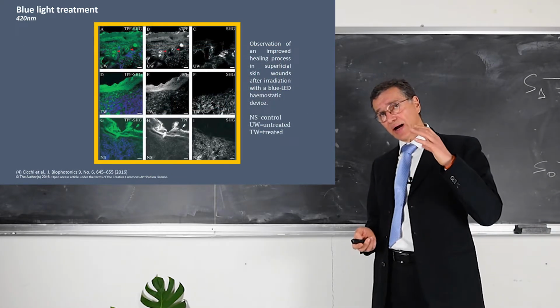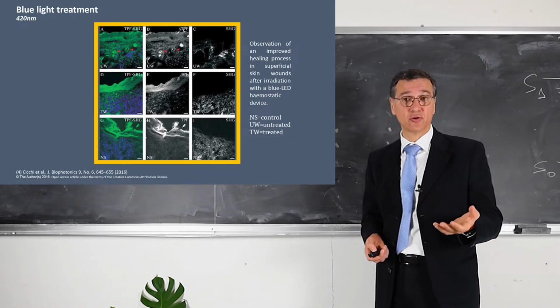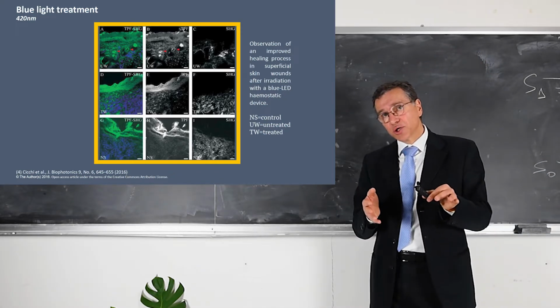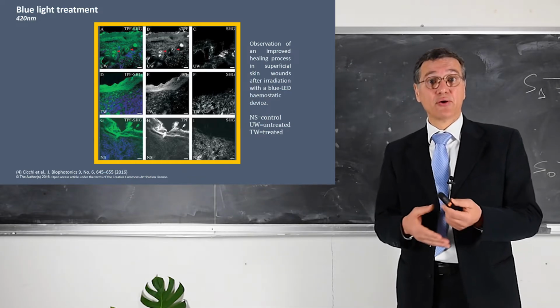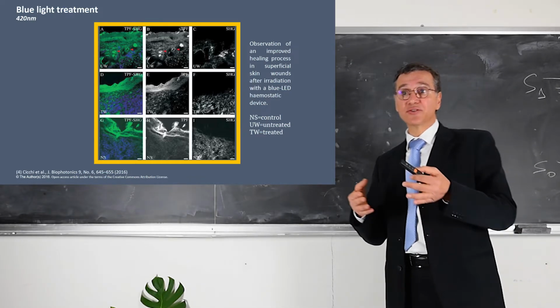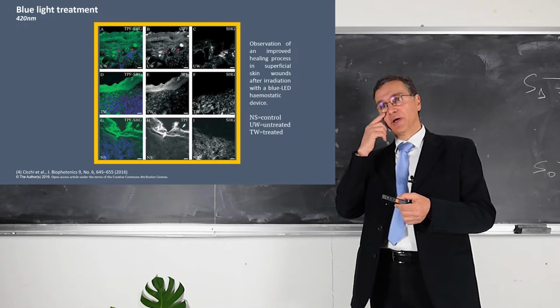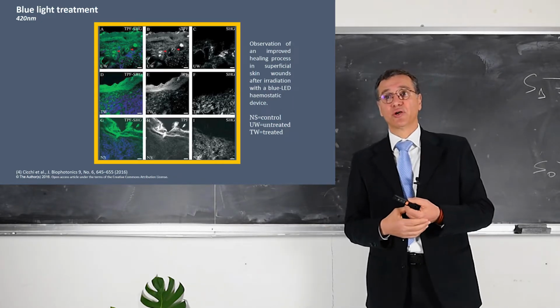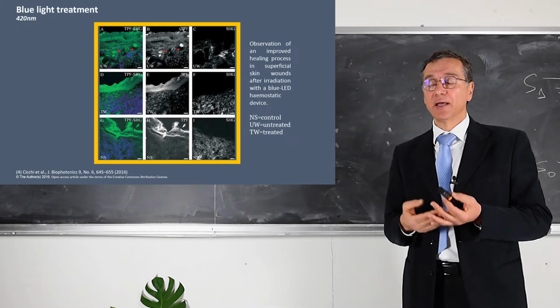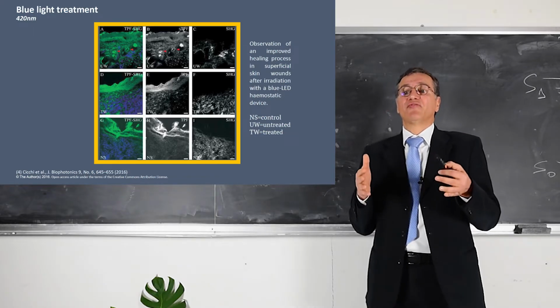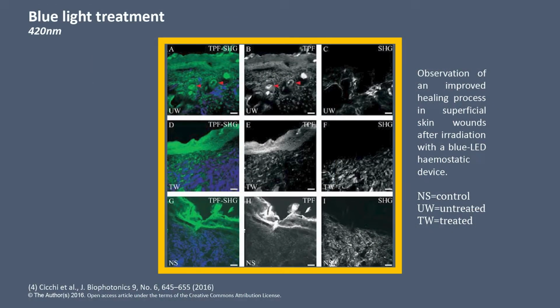And if we analyze the same tissues by using a two-photon microscope, we see that the structure of the cells, because here we have a cellular resolution, and the structure of the collagen in the treated tissues is much more similar to the control than the untreated one. So that means that wound healing at 420 nanometers really affects the morphology, the distribution, the cytoarchitecture, let me say, of the tissue and the structure of the collagen.